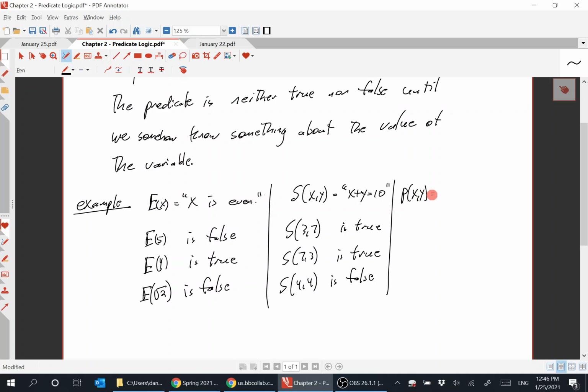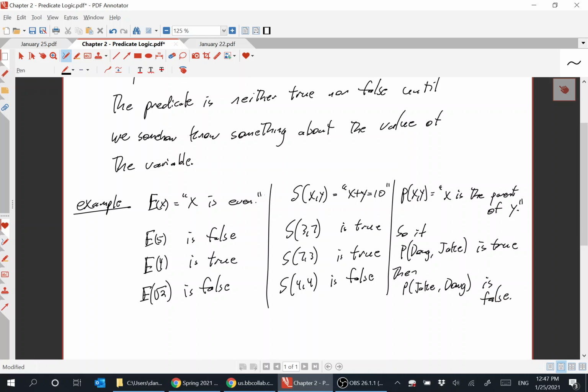If you said P of x, y means x is the parent of y, then P of Doug, Jake, that Doug is the parent of Jake, is true. Jake is Doug's son, so to say that Jake is the parent of Doug is false. So things don't always have to be symmetric like that with a two-variable predicate.